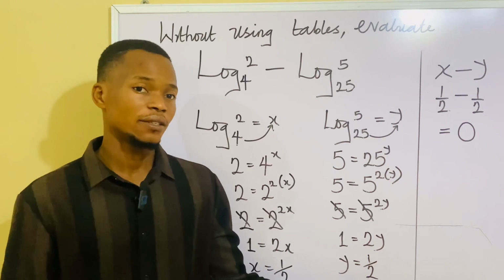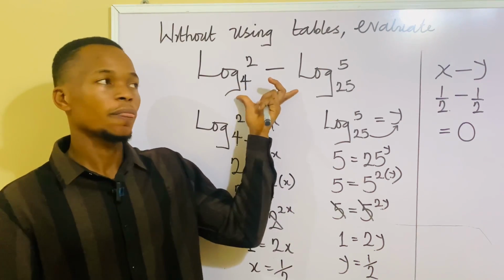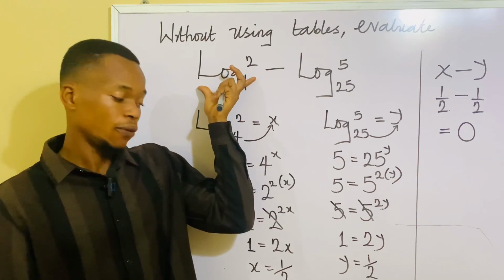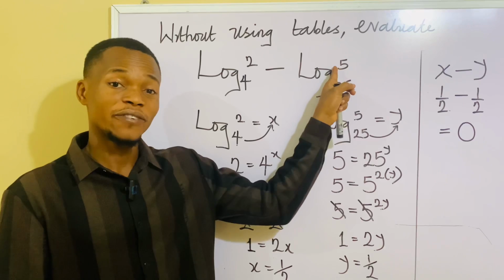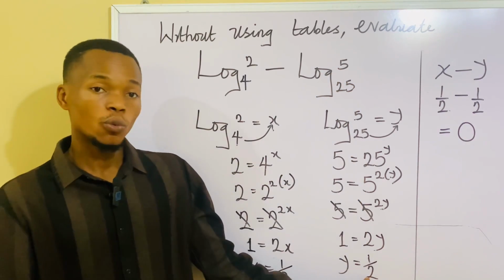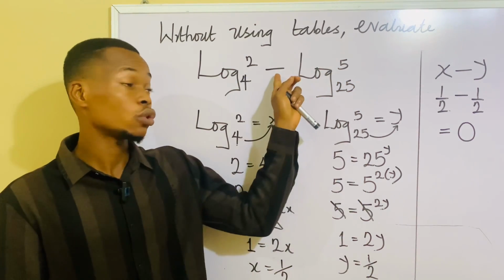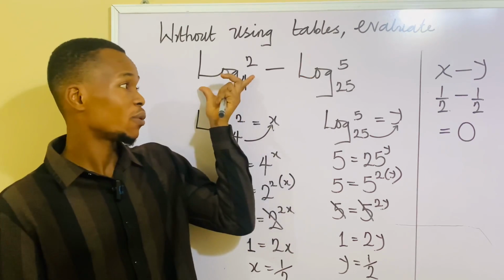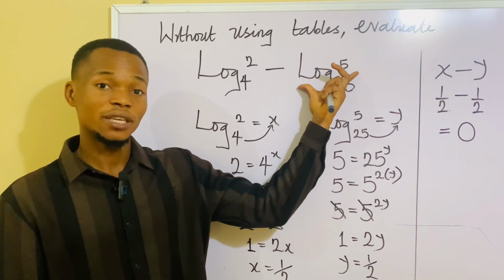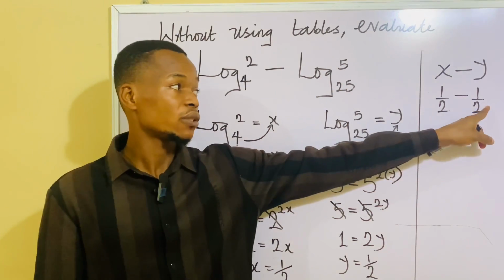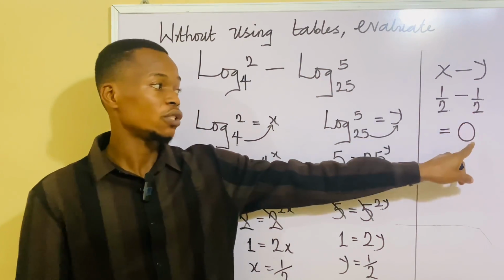Then finally, recall, this is what we have. The answer for log 2 base 4 is 1 over 2. But the answer we got for log 5 base 25 is also what? 1 over 2. The question said we should subtract them. So the answer I got here, which is my x, is 1 over 2. The answer I got here, which is my y, is also 1 over 2. So 1 over 2 minus 1 over 2 is equal to what?